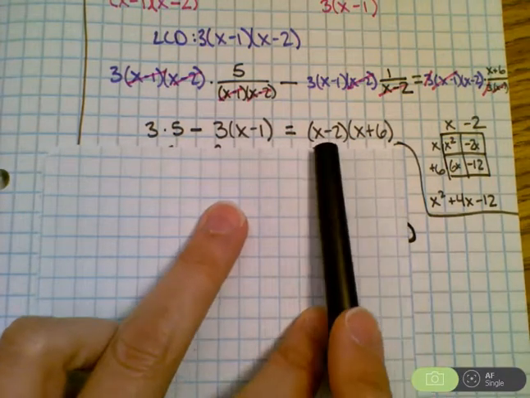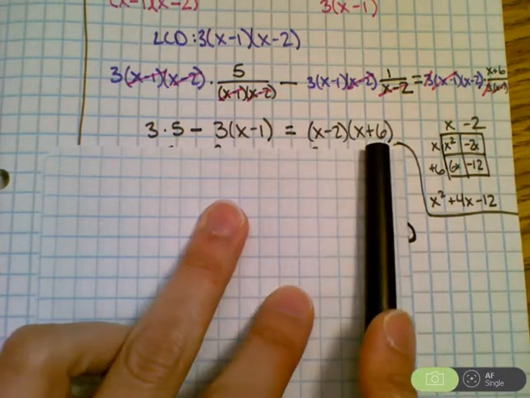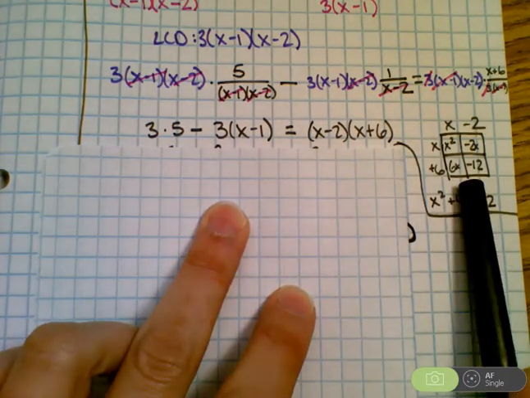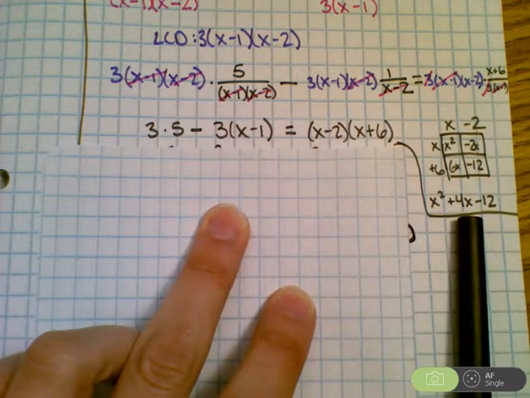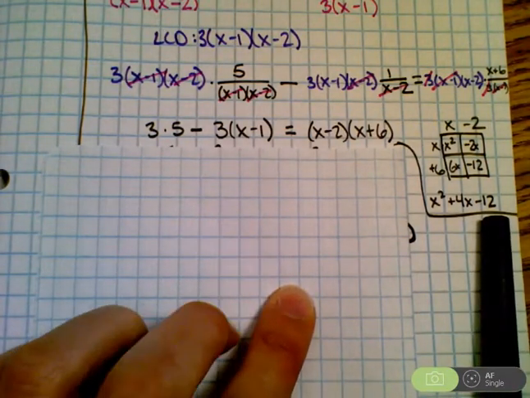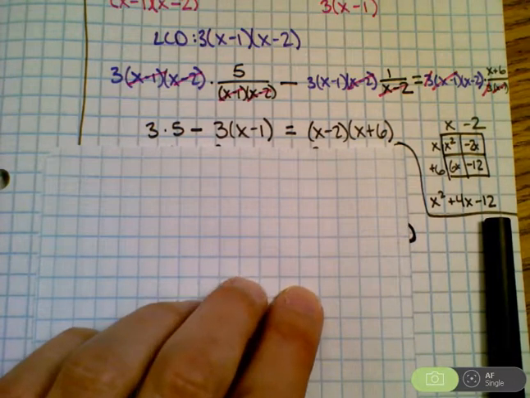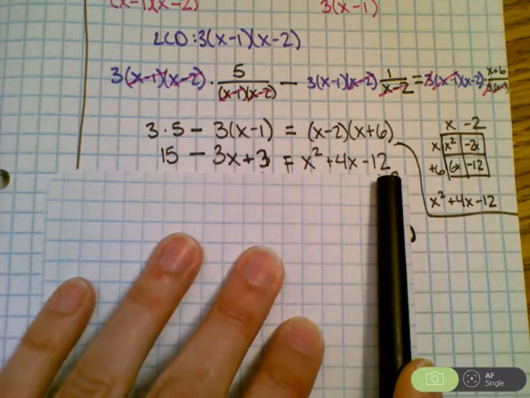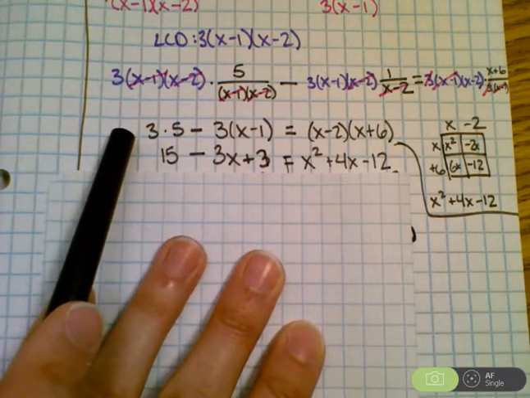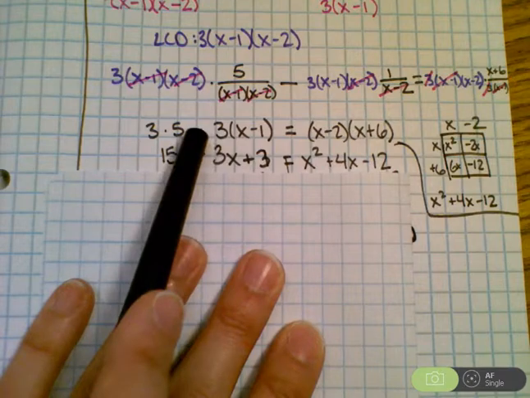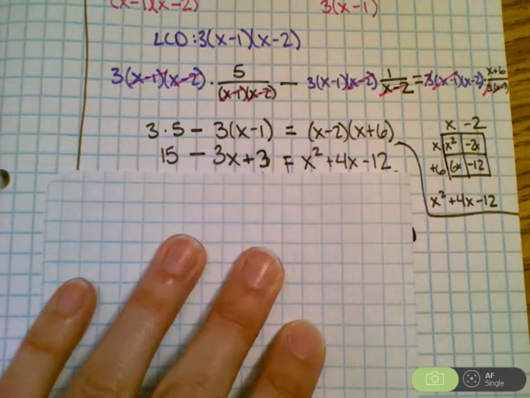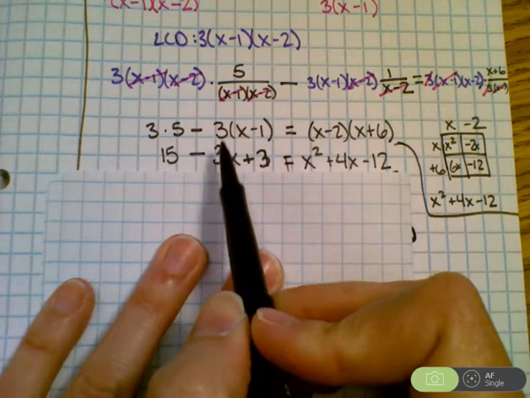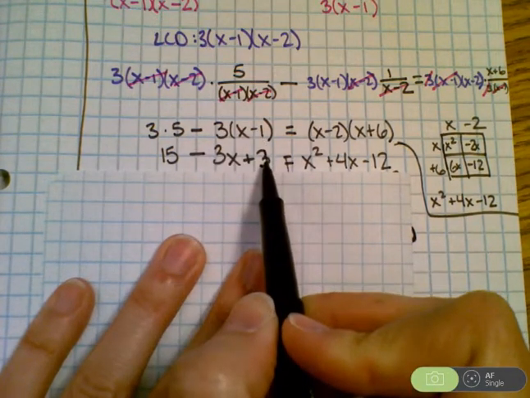If you look at the right-hand side, the x minus 2 times x plus 6, in order to simplify that, I have to use the box method. So I made the little box to multiply it out, and I got x squared plus 4x minus 12. If you want to pause and take a look at that for a minute longer, you can. So on the right side, I replace it with x squared plus 4x minus 12. On the left, I do 3 times 5 and get 15. And then I take this negative 3 and I distribute it through my parentheses. So negative 3 times x is negative 3x. Negative 3 times negative 1 is positive 3.